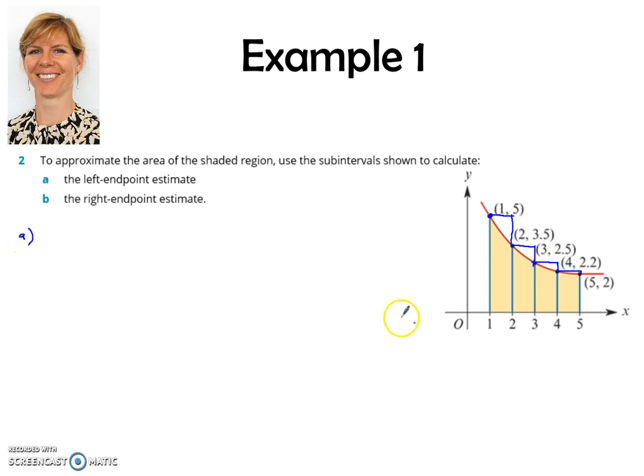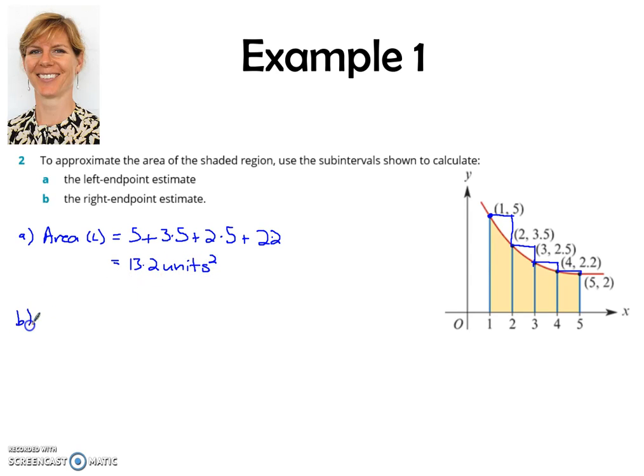Okay, so because the width of each of these is 1, we're just summing. So the area for left is going to be 1 times the height of the function at that point, which is just 5, plus 1 times the height of the function at this point, which is 3.5, and so on, then plus 2.5, and then plus 2.2. That will give you 13.2 units squared.